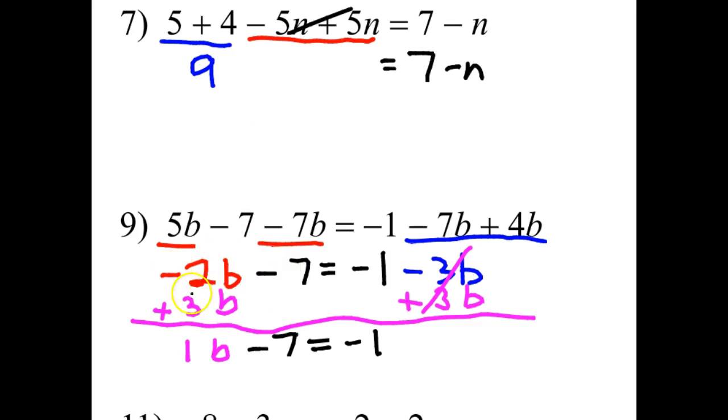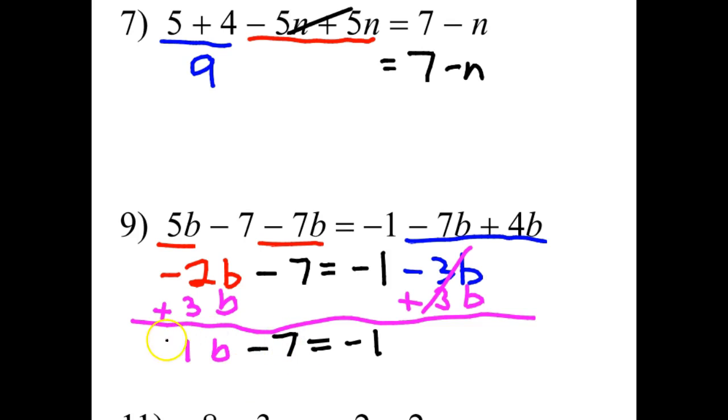You see the colors, that's what we actually changed. We had to do 5 minus 7. We had to do -7 plus 4. And then we had to do 3 minus 2. And that's it. And from there, you guys know how to solve it. You'd add 7 to both sides. You'd have b equals 6. And you could do a check and everything. Although you don't have to do that in this problem.